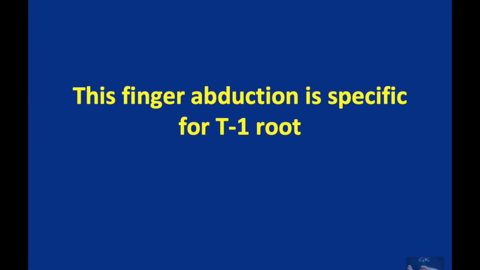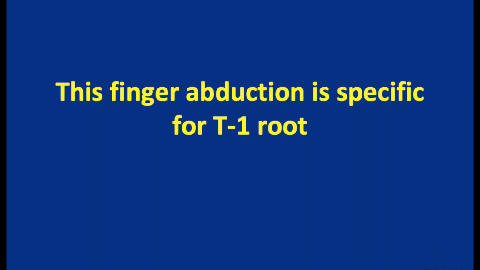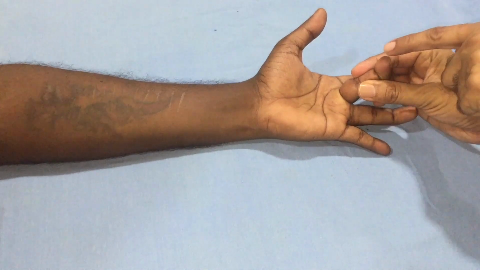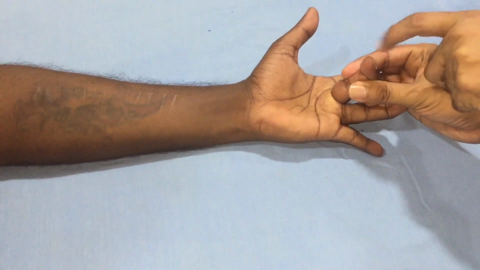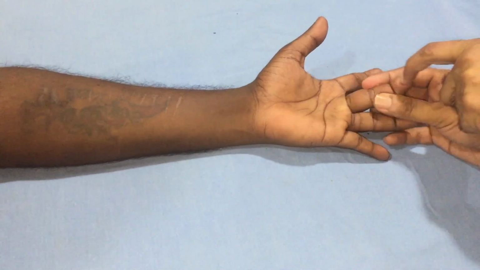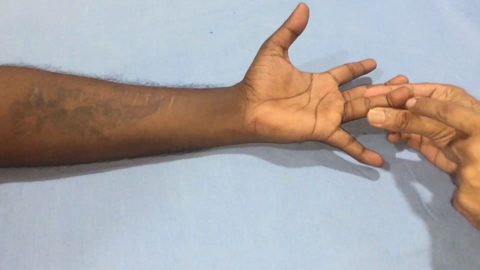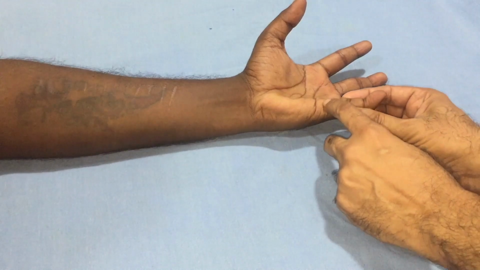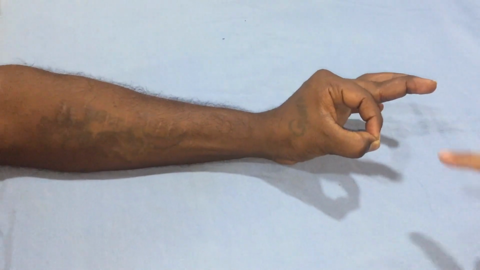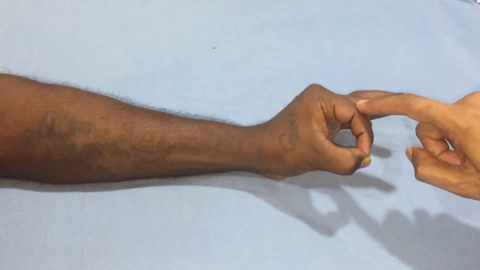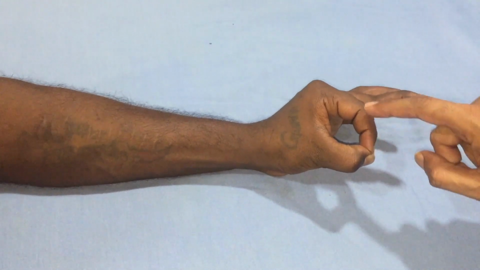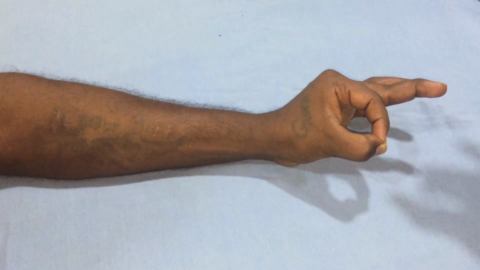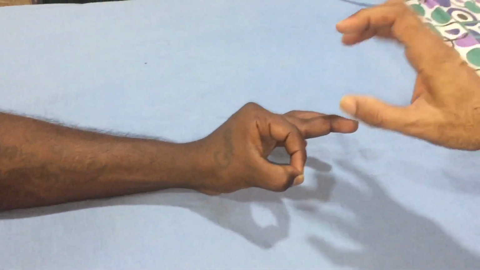This finger abduction test is actually specific for T1 root. The flexor digitorum profundus of all the fingers are individually tested and the tone of the joint is also tested after making the flexor digitorum profundus contract. Once it is done, the FDS of the index finger is then checked by asking the patient to oppose the index and the thumb, and see if the patient is able to make a good O.